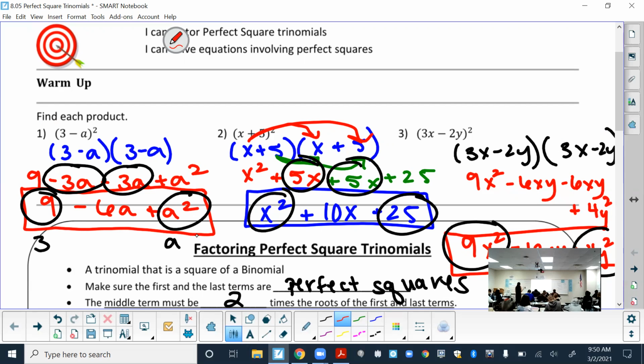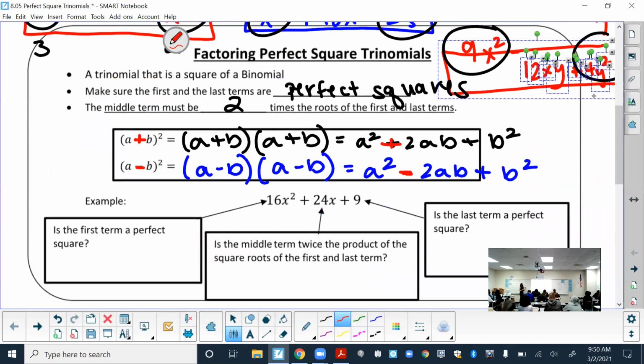So like this negative 6a is 3 times a times 2. Okay. You'll see more when we do a few examples. Any questions?